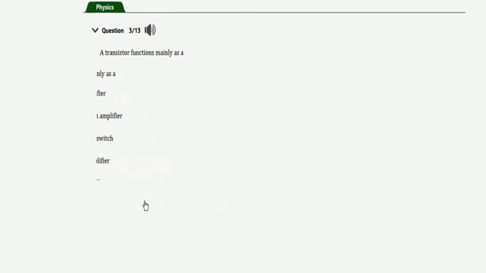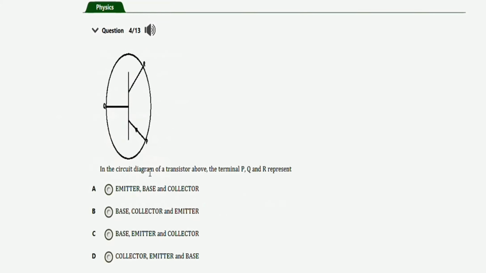Next question says in the circuit diagram of a transistor above, the terminals P, Q, and R represent. So take note of this particular diagram, guys. I've often seen it repeated. The P here stands for the emitter, the Q stands for the base, and R stands for the collector. So the right option is option A, emitter, base, collector.